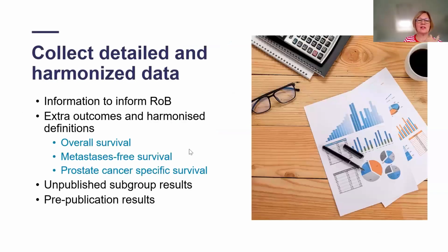So what did we collect? We collected information to inform risk of bias. We're doing this not just for the trials that haven't yet published, we're doing it for those older trials too, so we're trying to improve the data across the board. So we're collecting extra outcomes for the published trials, harmonising the definitions across trials, because if we relied on what was published, that wouldn't be the case. And we also wanted to collect subgroup results because there wasn't much subgroup information already out there. And we wanted to collect the results for the RADICALS trial pre-publication, which is easier because it's one of our unit trials.